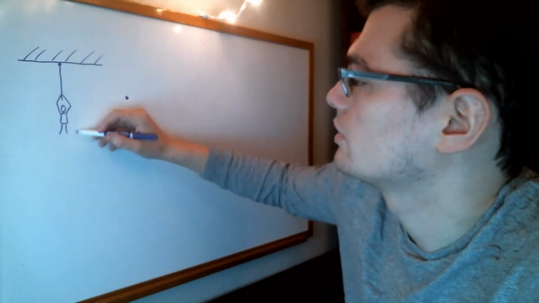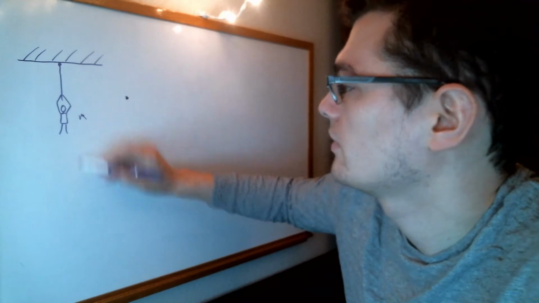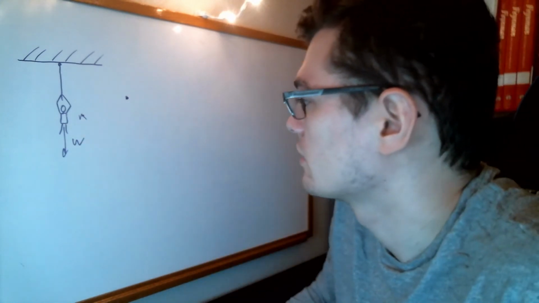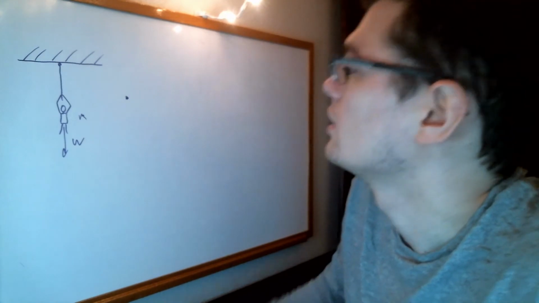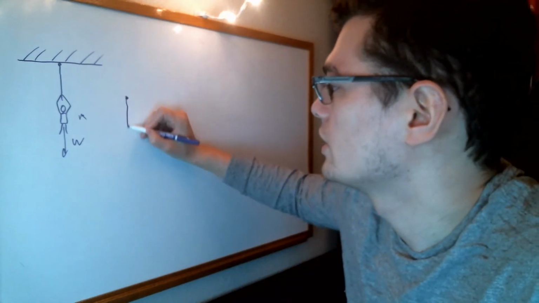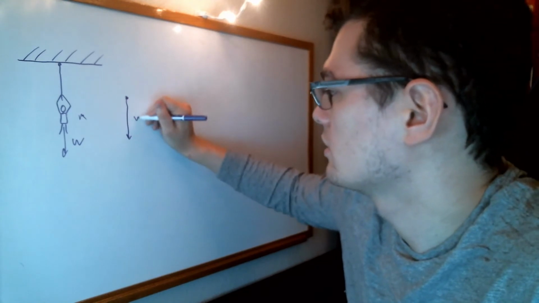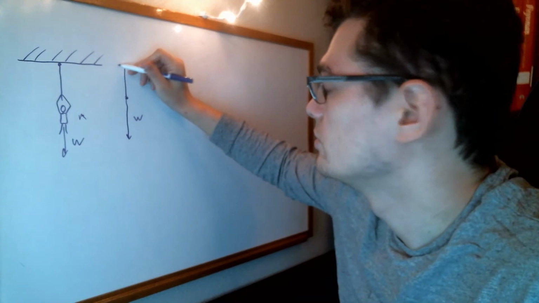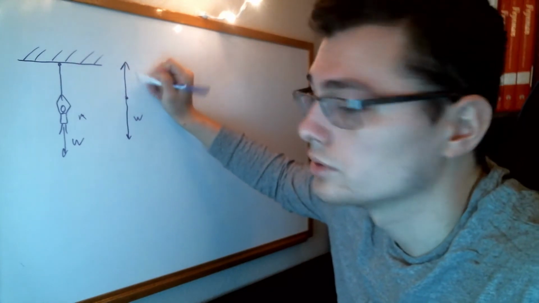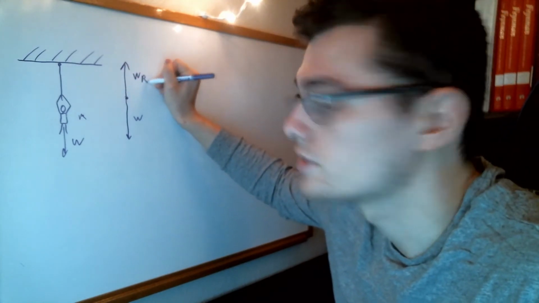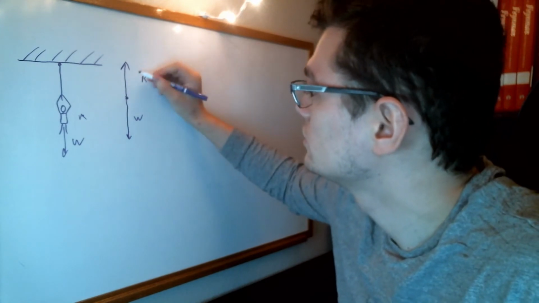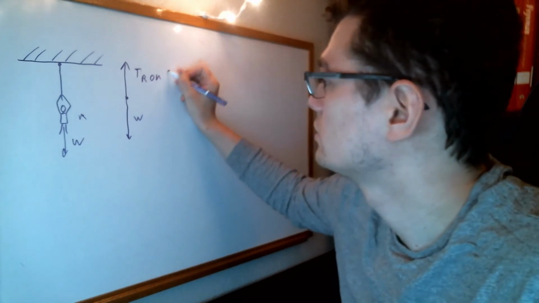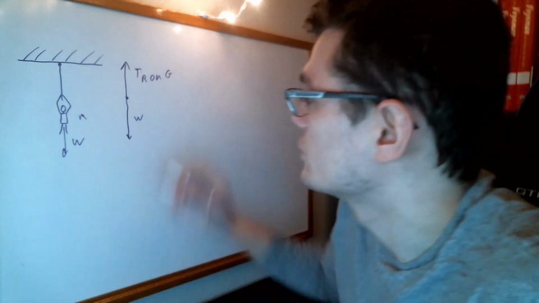So we can do that. We know that the person has a mass m, and that w points downward like so. And so we know that if we take this as a point and we say that this is w here, then the tension in the rope has to be equal to this, as we're going to call this TR on G. And then this is for the gymnast.